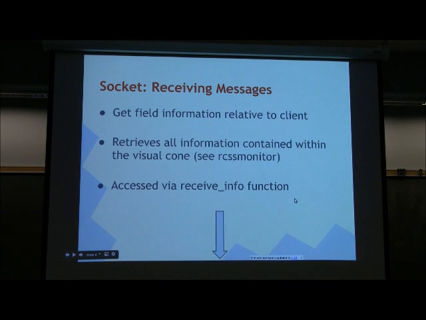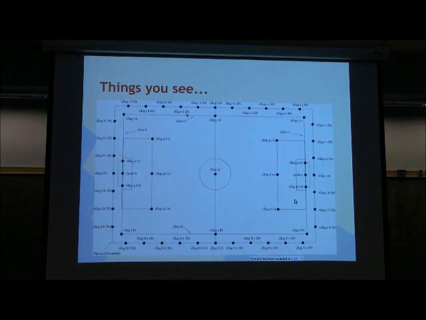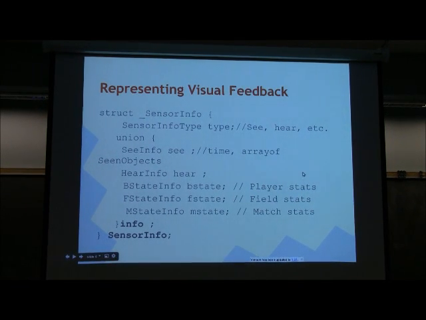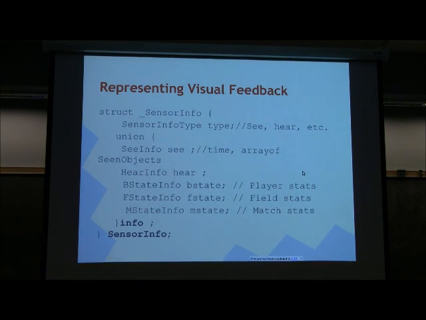All you need to use to get information is the receive info function. Now the representation of the visual feedback is in a structure called sensor info. It has the type of information, whether it's information the player hears or sees. It also has attributes such as player stamina and player location. If you want to know where the player is on the field, that's located in the F state member, and match attributes are in M state.